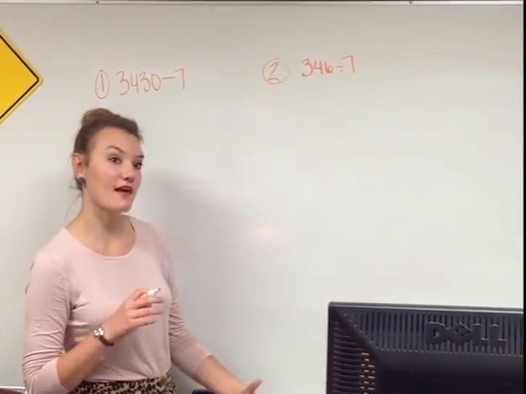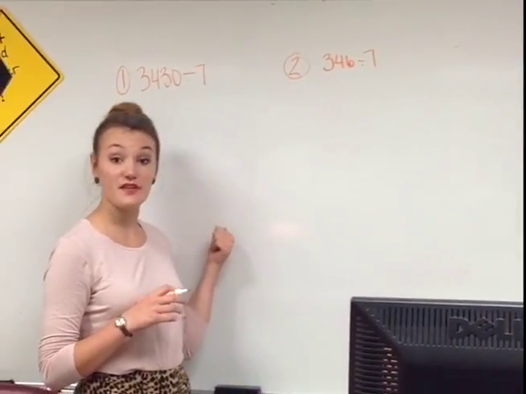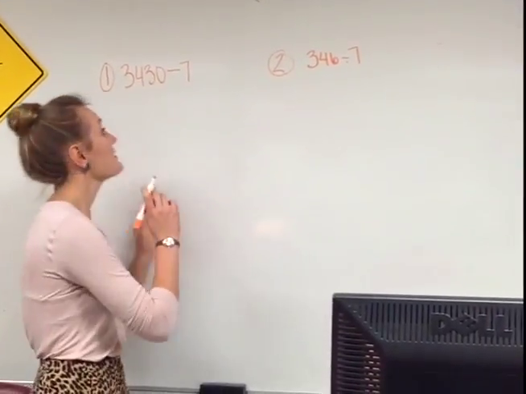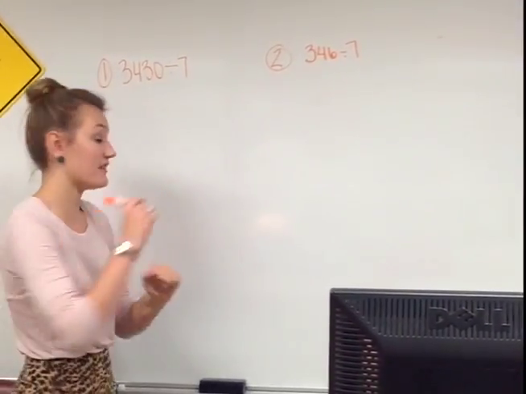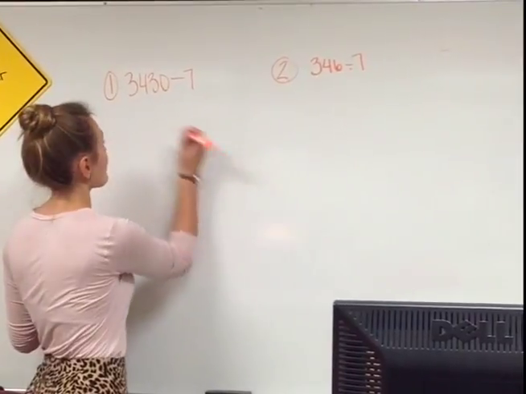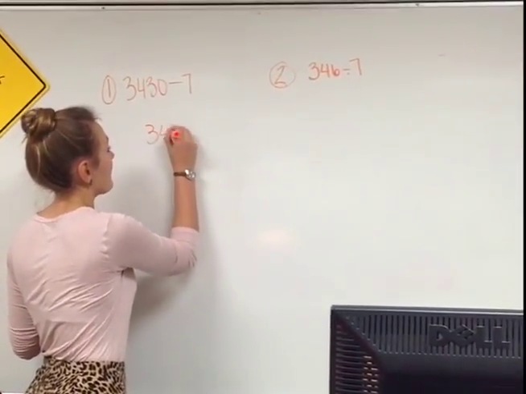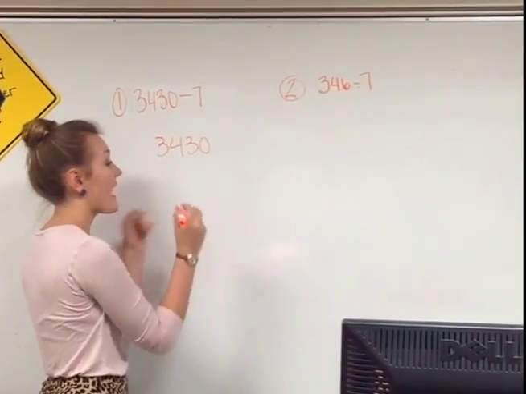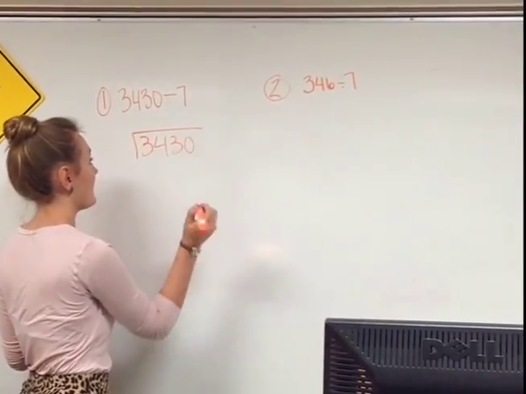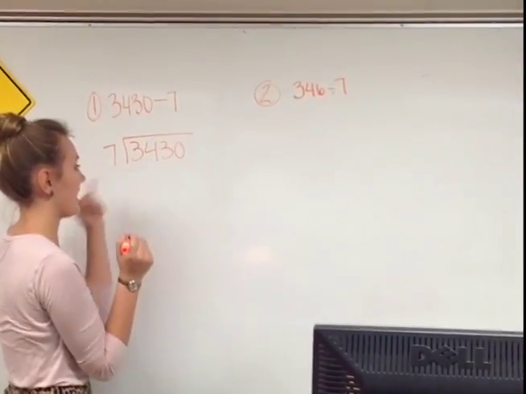So today we're going to be talking about long division, and our first example here is going to be one without a remainder. So we have 3,430 divided by 7. So what we're going to do first is write the 3,430, and then put the house over it because that's what is being divided, and then we're dividing it by 7, so we write that on the outside.